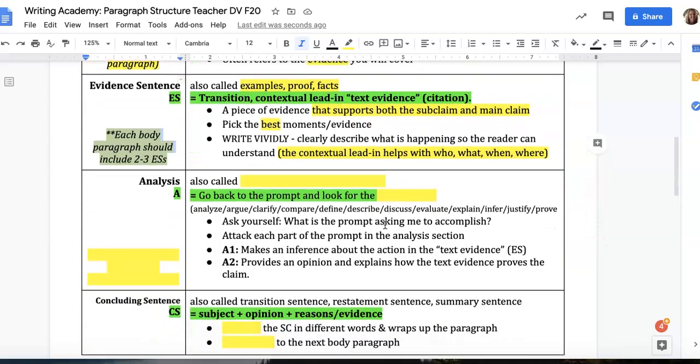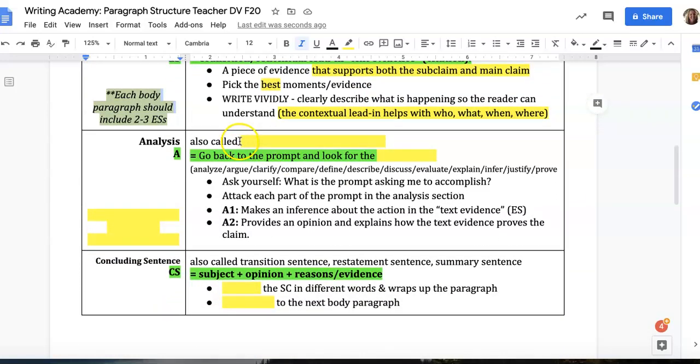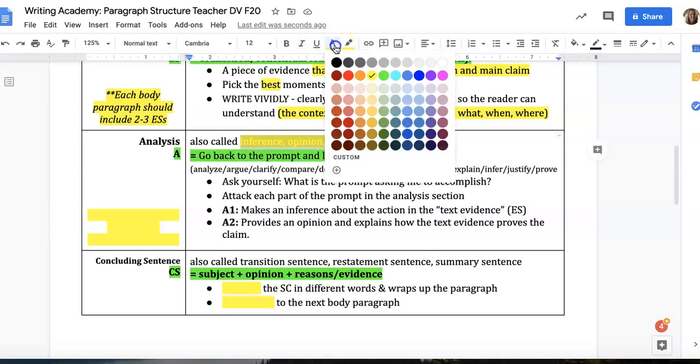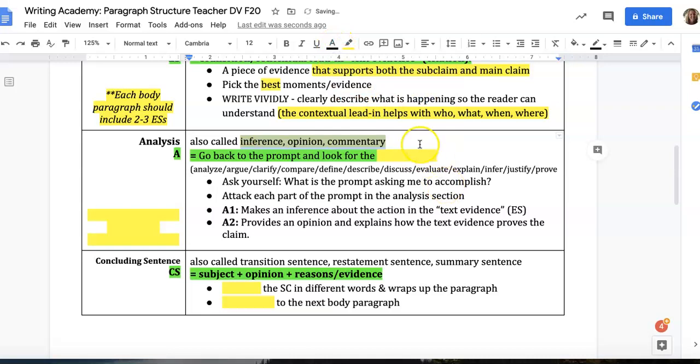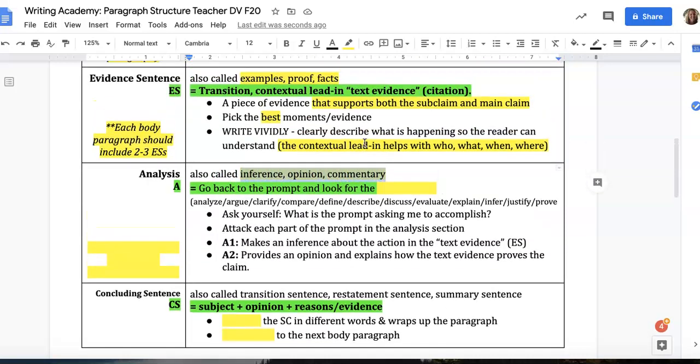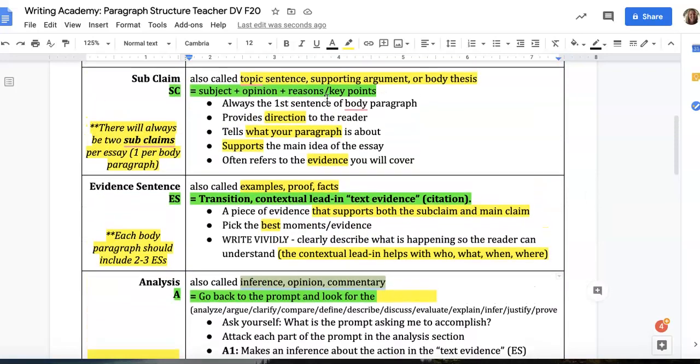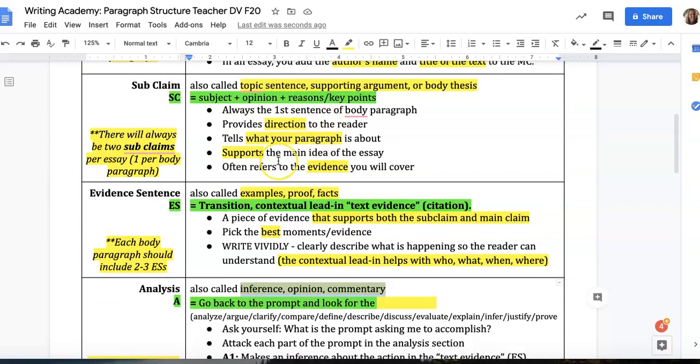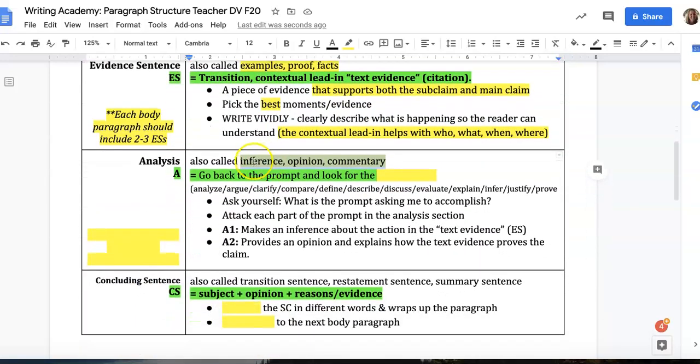Next, we're going to go on to the analysis. The analysis, which we have been learning about recently, includes inference, it includes opinion, and it includes commentary. So these are other things that people will often say. They'll say, hey, provide some commentary on your evidence sentence and explain how that evidence sentence supports your subclaim. Okay? We have been using the words inference and opinion in order to talk about analysis.